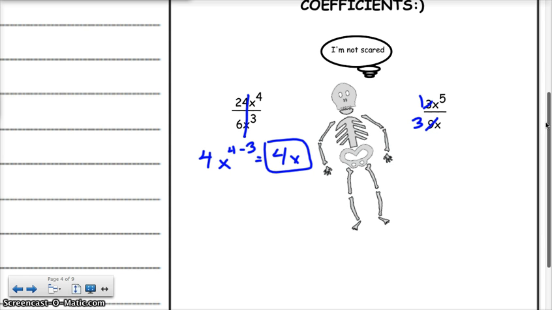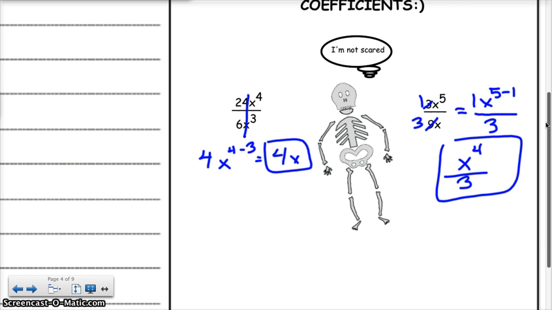And then I always do the subtraction on the numerator part. This would be 1x to the 5 minus 1 all over 3, which is just x to the 4 over 3. Because 1 times x to the 4th would just be x to the 4th. That's why I leave it like that. So when you do the subtraction, just put it back on the numerator, okay?